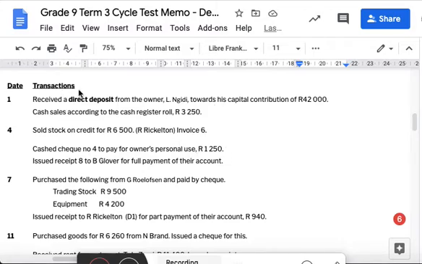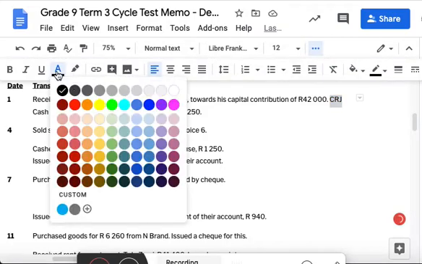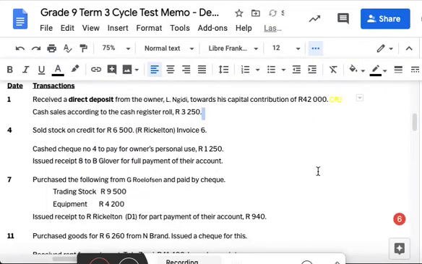Zach, which journal is that going into? Okay, CRJ. So let's just go in and we'll say CRJ, and let's make that a different color. Okay, so that goes into the CRJ. That is the worst color imaginable. Sorry. Okay, so that goes into the CRJ.